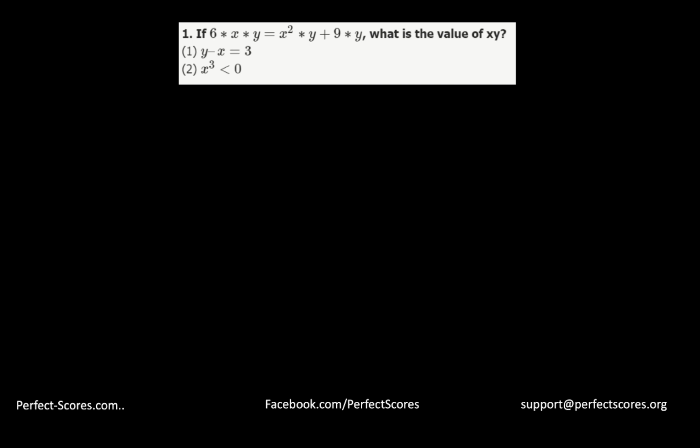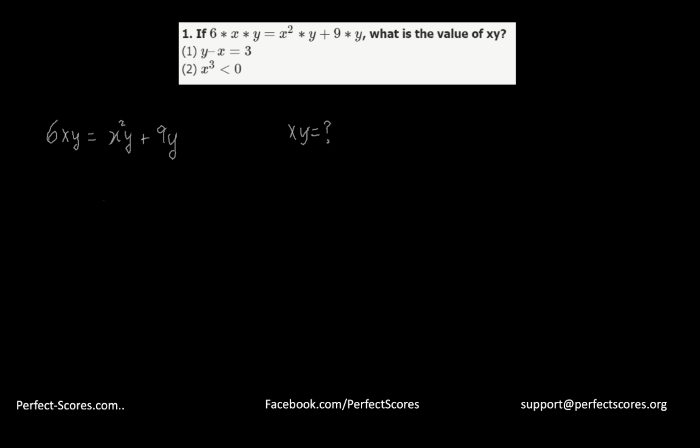It says that if 6xy... now whenever you see a data sufficiency question, the first thing that you need to do is figure out what's there in the main question. So we have 6xy equal to x square y plus 9y, right? And the question is actually asking us the value of xy. So this is what the question is.